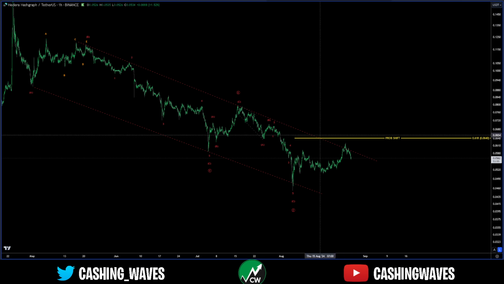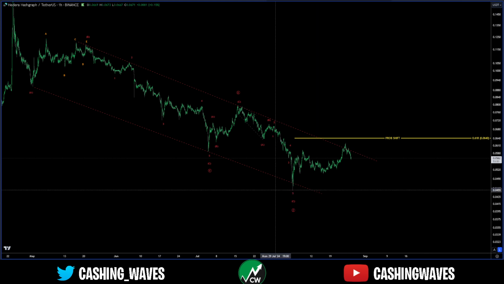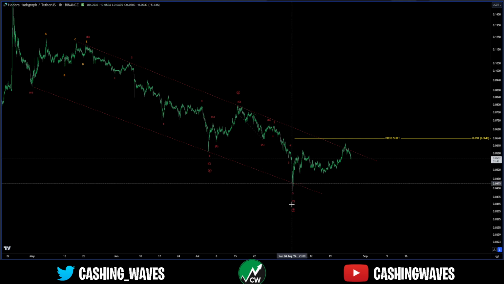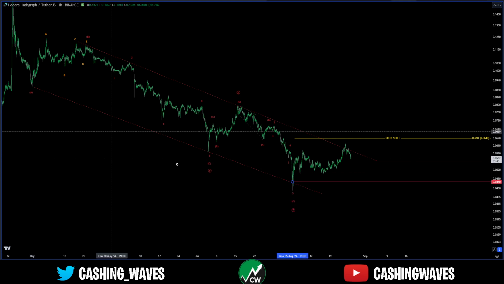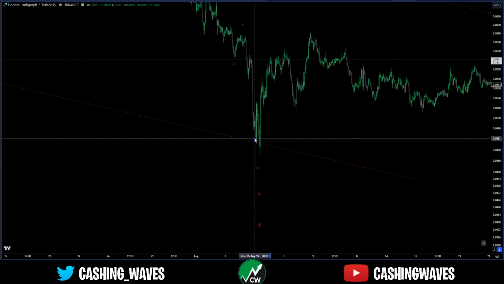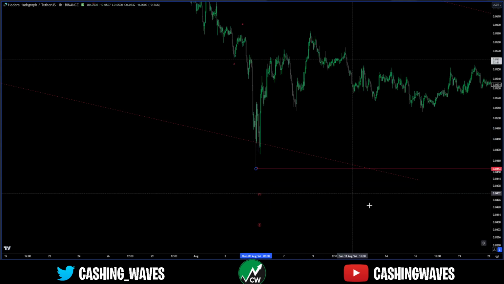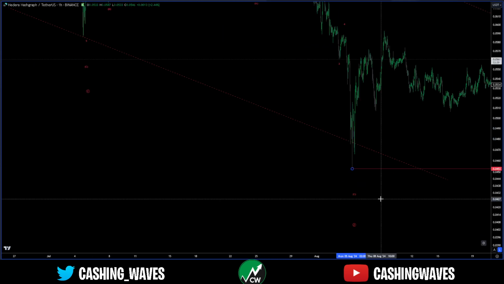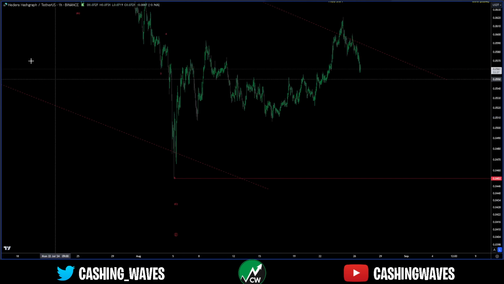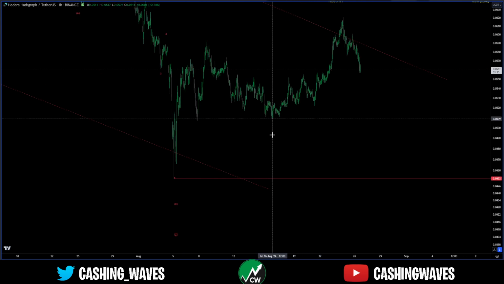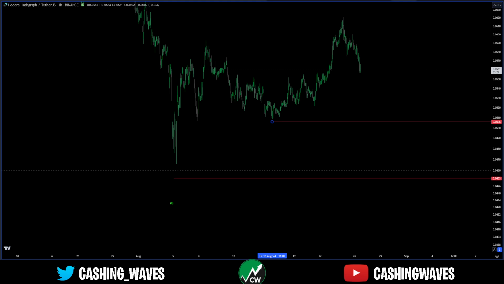Okay, so let's talk about the smaller time frames. Remember, to keep this entire count intact, we need to hold above the absolute low of 4.53 cents. But actually, to keep this diagonal intact, we want to hold above this low here at 5.06 cents. Okay, so let's talk about that.